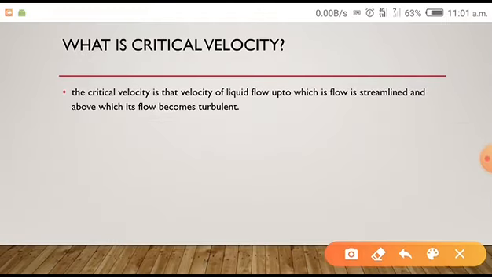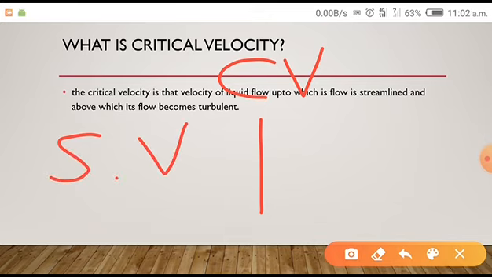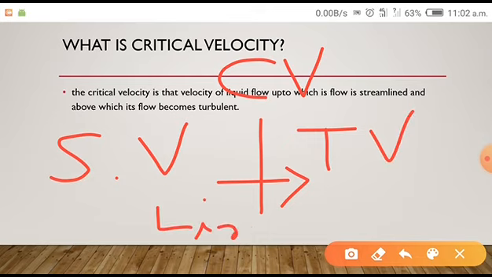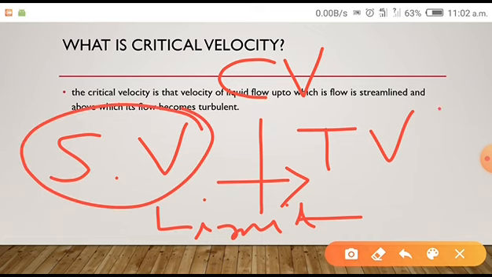Next one is the critical velocity. Critical velocity means the particular velocity before which the motion of the body is streamlined and after which it becomes turbulent. So the critical velocity is actually a limit of the velocity before which it is streamlined and after which it is said to be turbulent.